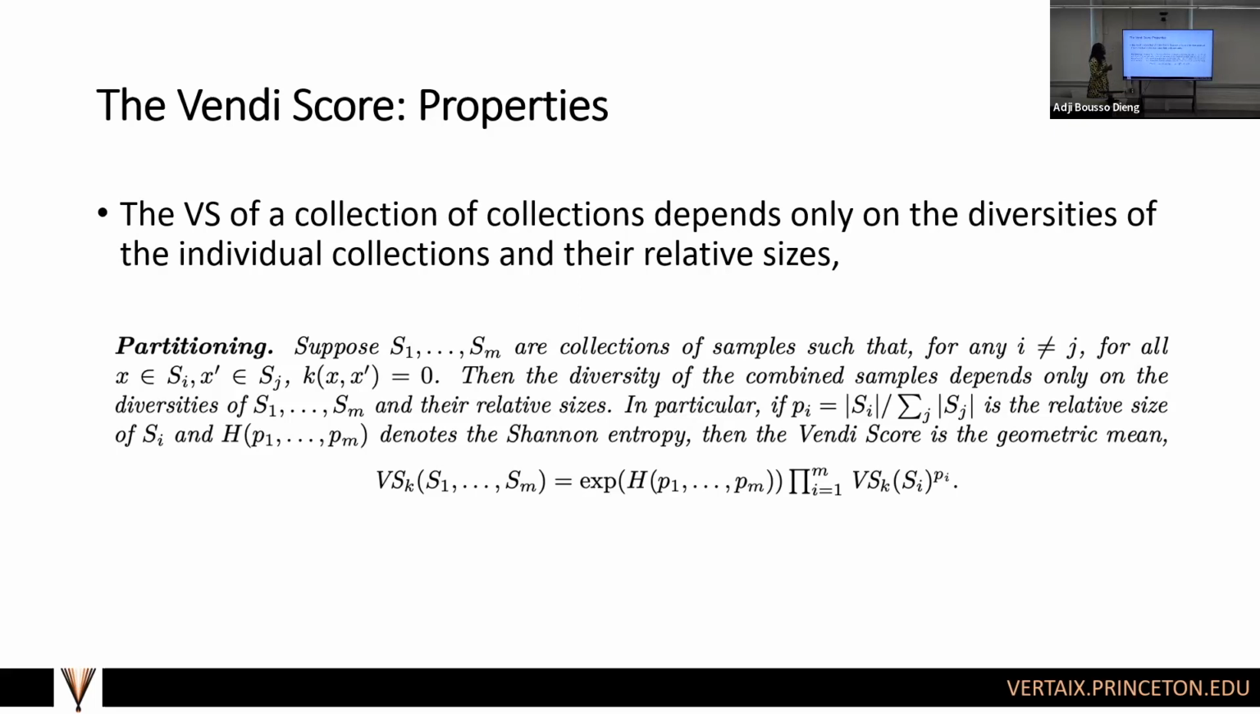Another property is that if you have a collection of collections, the Vendi score of the aggregated collection only depends on the individual diversities of those collections and their proportions. So that's what this property is saying. It's just the geometric mean of the Vendi scores of these different collections.